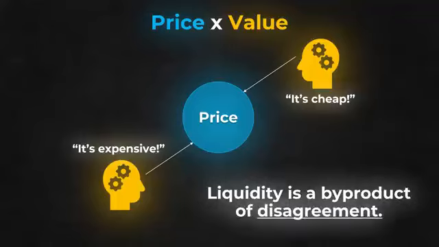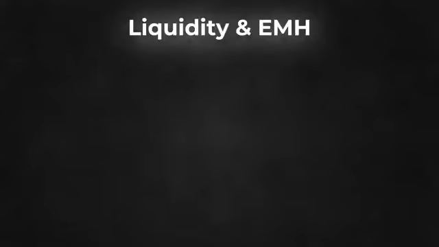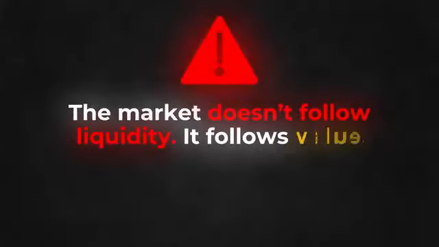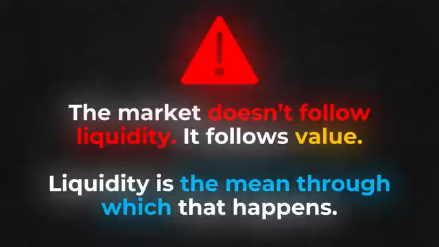The existence of liquidity disproves the strong form of the efficient market hypothesis, because if all known information were perfectly reflected in price, there would be no reason for buyers and sellers to disagree, and thus, no reason for liquidity to exist. Some traders believe that the market follows liquidity, but that's incorrect. The market follows value. Liquidity is the means through which that happens, very much like a swimmer doesn't swim towards water. It swims through water.